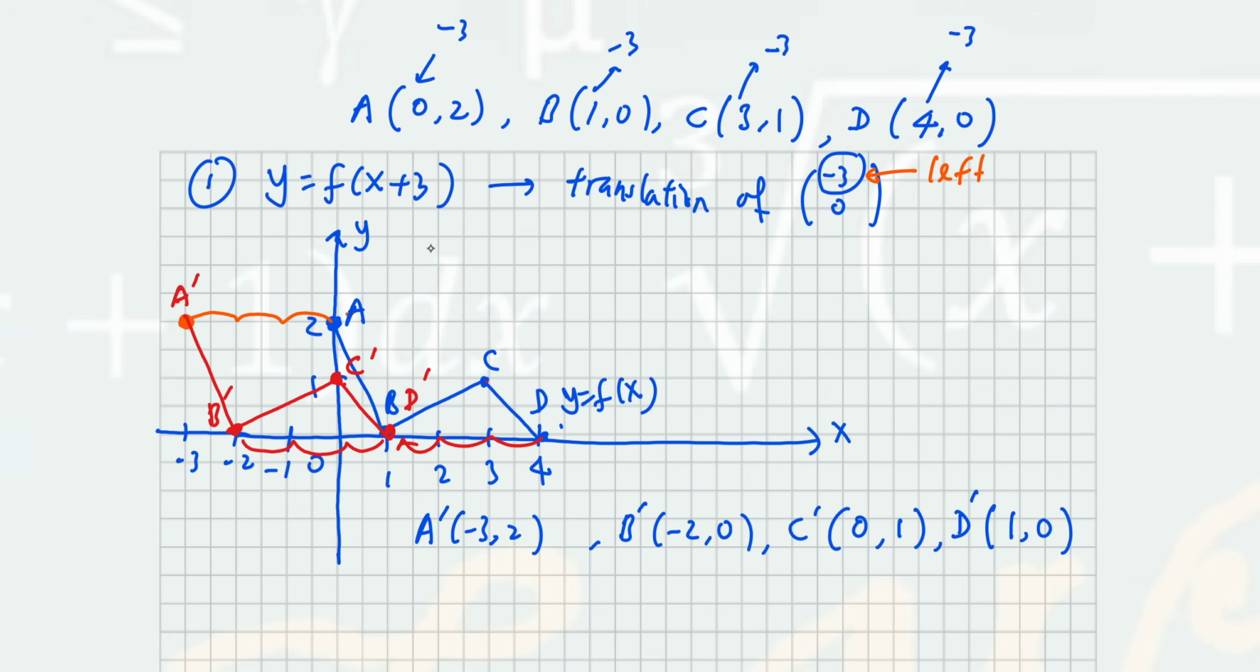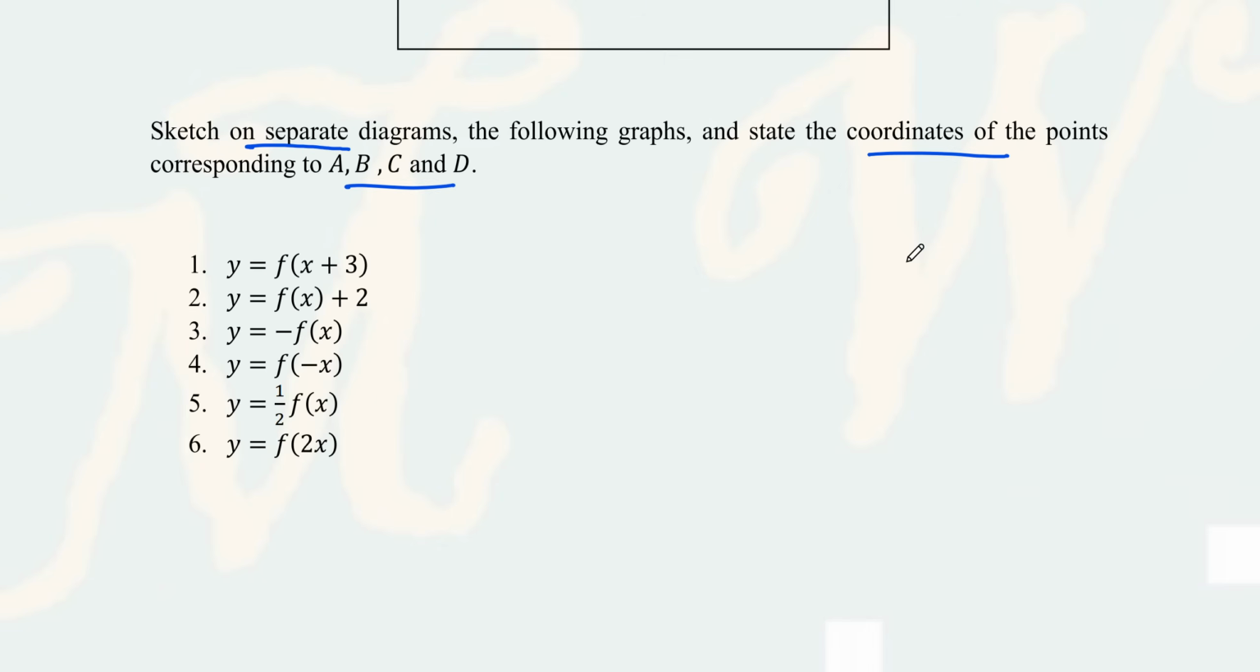So done for the first graph. The red color here is my y equals f(x plus 3). You are moving the graph to the left side 3 units. So done for the first one.